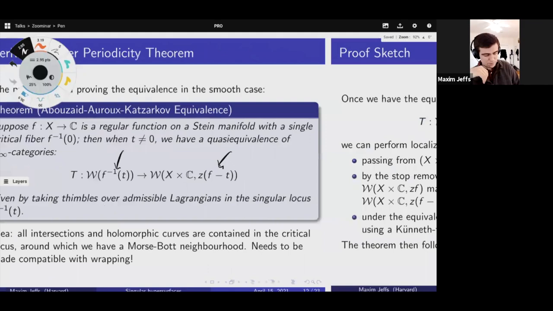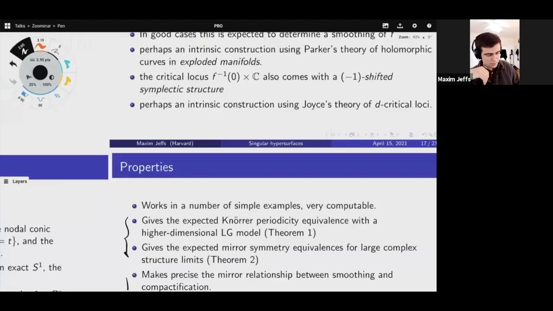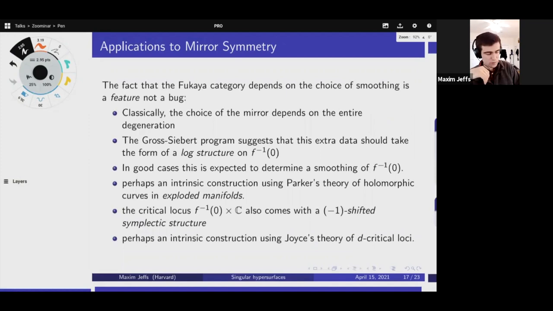So I'll move on to the other main result. I should say that some of you may have noticed that the wrapped Fukaya category depends on the choice of smoothing. So actually, this is precisely what one wants from a mirror symmetry perspective.